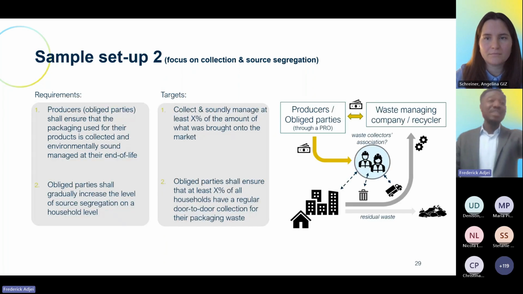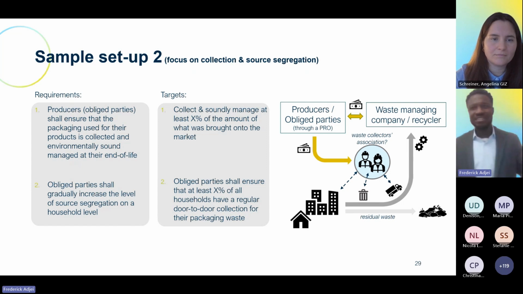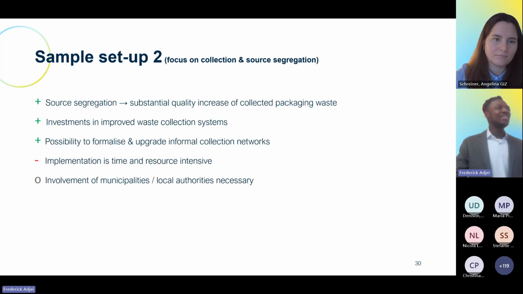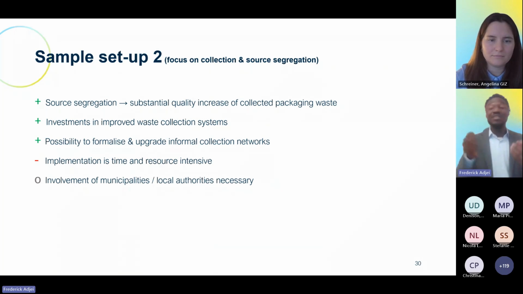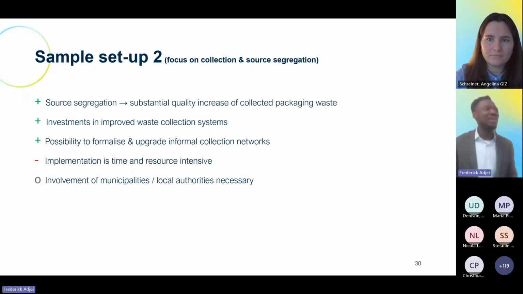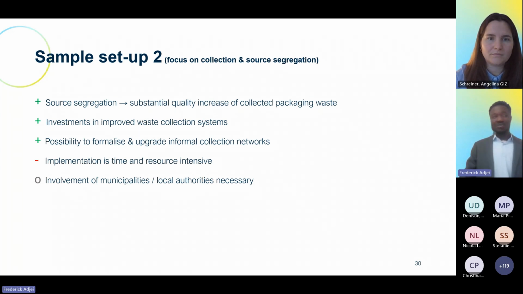Also, there's an investment. This costs money: trucks, pickup bins, maybe different colors as we have in Germany. So you can see that this is not something that happens overnight. It takes more time. It's more time intensive. It's more resource intensive, but you have investment in waste collection systems. You have possibilities coming up where informal sector workers are beginning to improve, perhaps dream more. And then, of course, you have improved quality of collected waste.